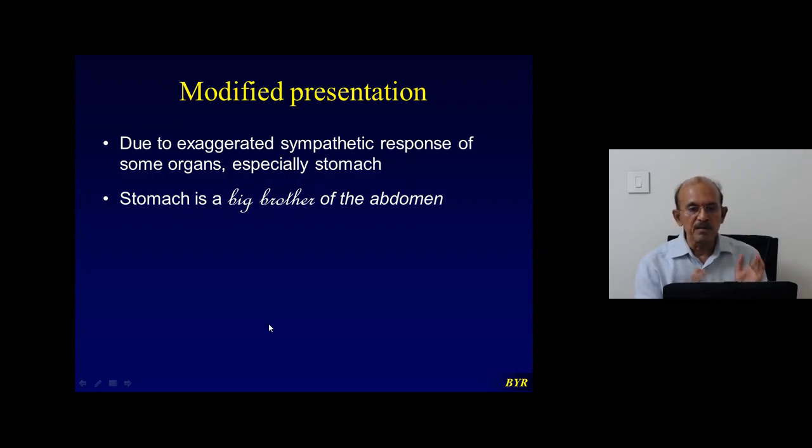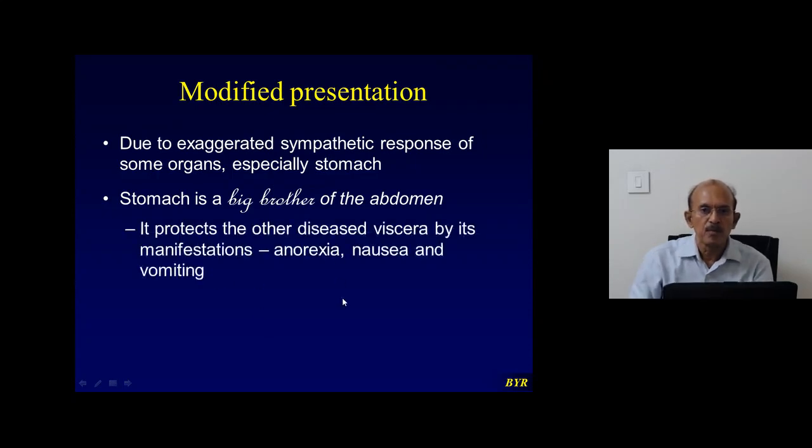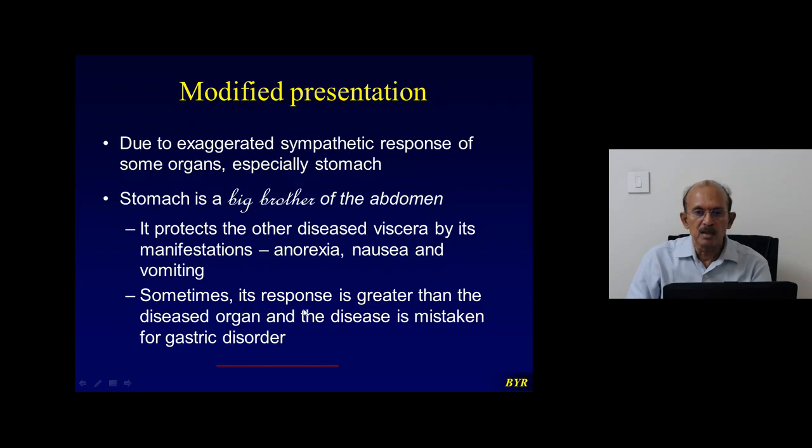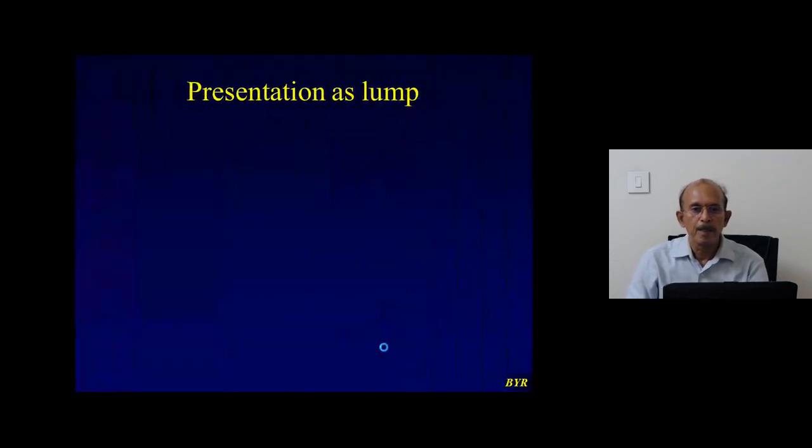So this is all because of the enteric nervous system, in which the pacemaker is there in the fundus of the stomach and at the pylorus of the stomach. So the stomach is called the big brother of the abdomen. It protects the other viscera by its manifestations of anorexia, nausea, and vomiting. Sometimes its response is greater than the diseased organ, and the disease is mistaken for a gastric disorder. So that is about the pain and dysfunction.